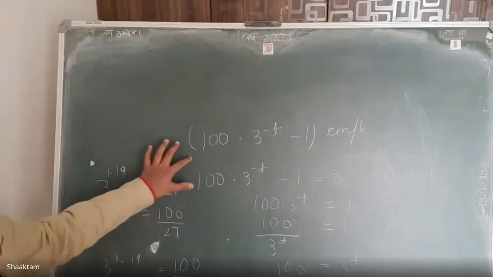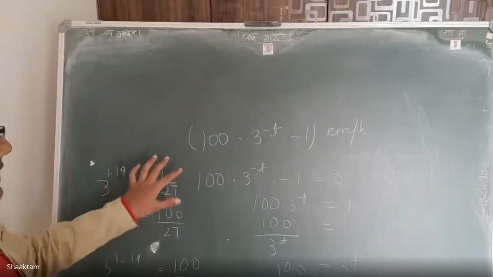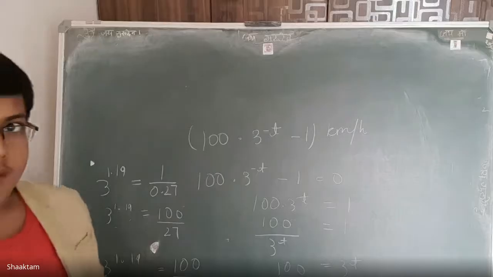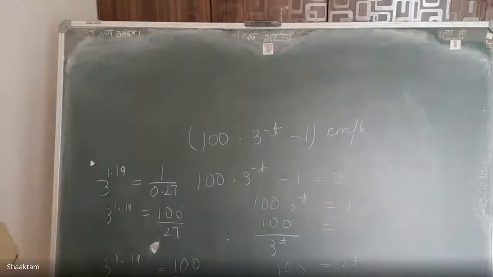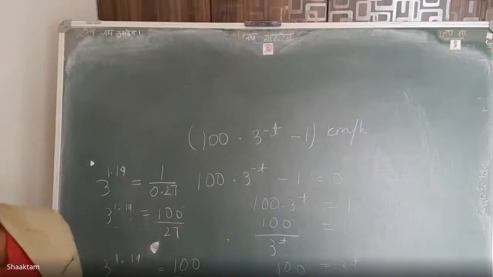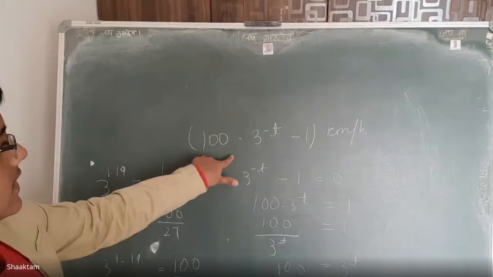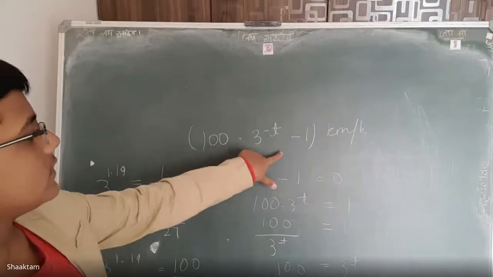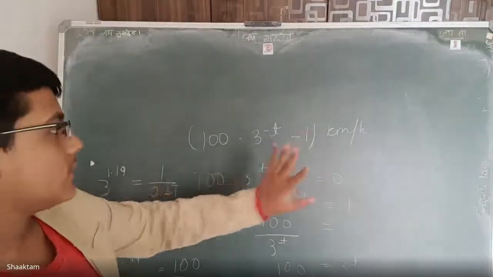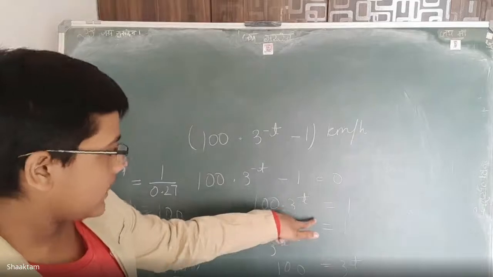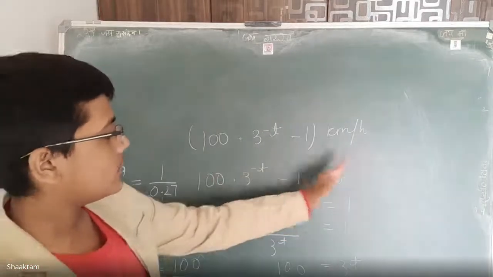See, the question was, determine how much time it will take to stop the vehicle. Now when a car with a speed of 100 kilometers per hour is going in that track, it is given that after t seconds of being in that track, its speed becomes 100 into 3 raised to minus t, minus 1 kilometer per hour. To stop the vehicle means we have to equate this to zero. And further, when we solve this equation, we can bring 1 to this side.